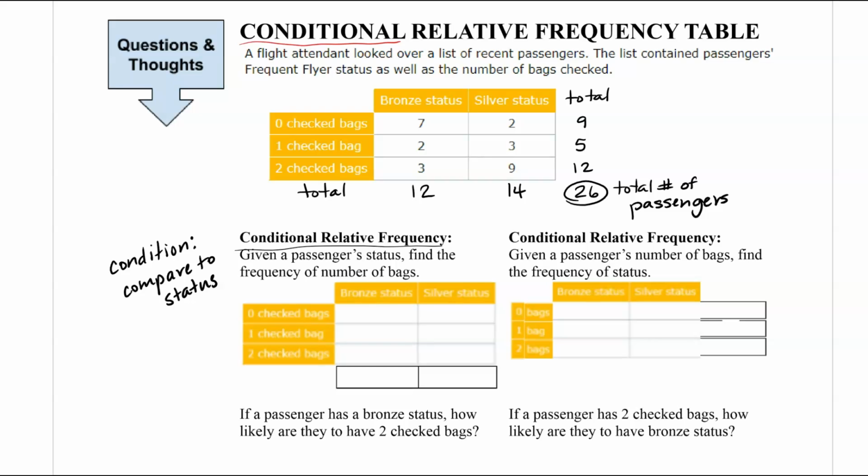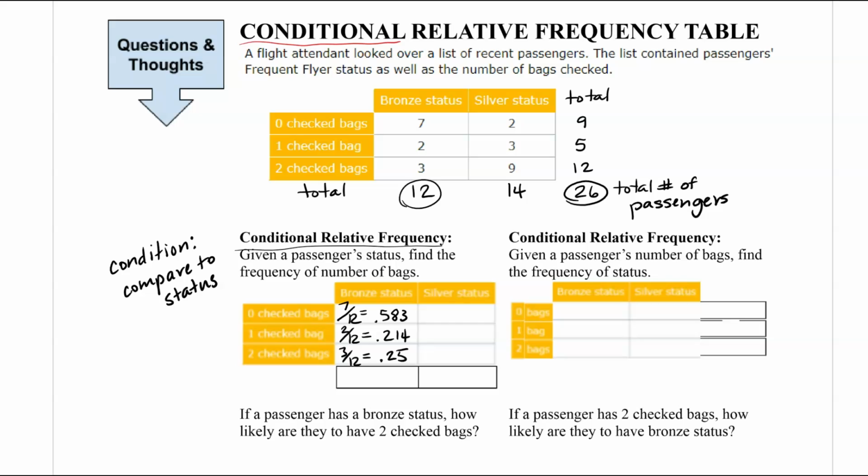So for bronze status, 0 checked bags, we're going to put 7 over 12 because 12 is the total number of passengers in bronze status. And then we change that to a decimal. So compare 1 checked bag, bronze status would be 2 to the total in bronze status, which is 12.